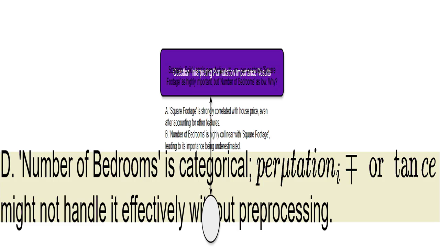Permutation importance works best with numerical data. Number of bedrooms is categorical, 3 bedrooms, 4 bedrooms, etc. If it's not preprocessed correctly, e.g., using one-hot encoding, the results might be unreliable. This could explain the low importance score.